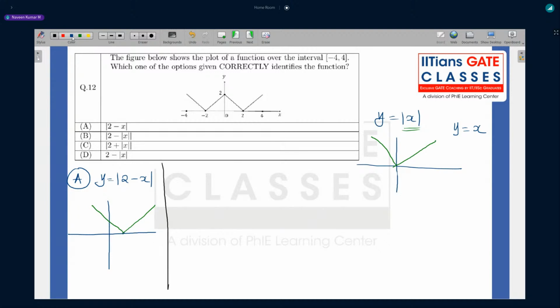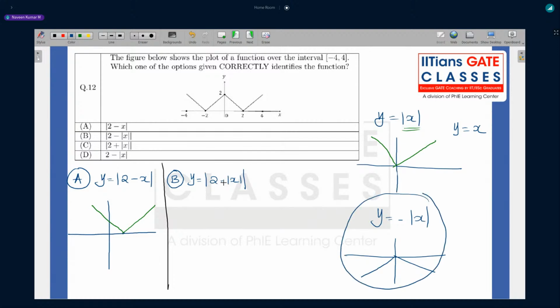Now let's go for option number B. In option number B, they have modulus, y is equal to modulus of 2 minus mod x. So there are two modulus, right? First you have to draw the modulus of x, and then you have to invert it, minus modulus of x, right? So y is equal to minus modulus of x. The graph will look like something. Generally, y is equal to minus x is like this. So I'm just cutting off this portion, and then I'm going to invert it like this. So this is the graph, right?